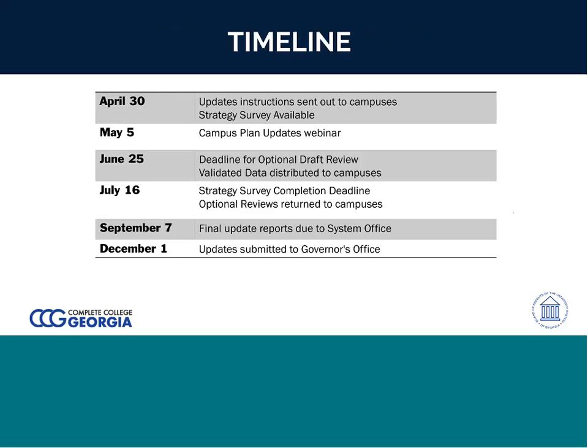So here's our timeline. April 30th, the instructions went out and the strategy survey became available. I will acknowledge this was a little later than we've been in past years. In part, that has to do with some of the work that's been going on around the momentum year. We wanted to make sure that we were able to honor some of the work that was being done on campuses and have the implementation plans already out to you, so we weren't overlapping the two.